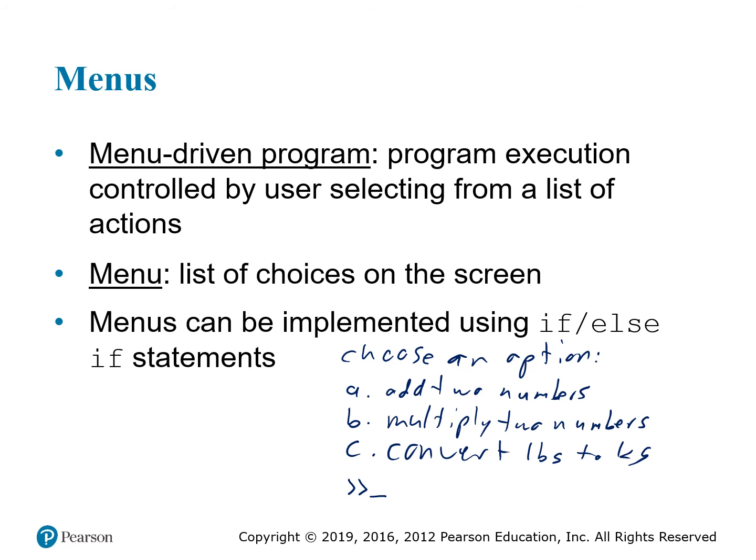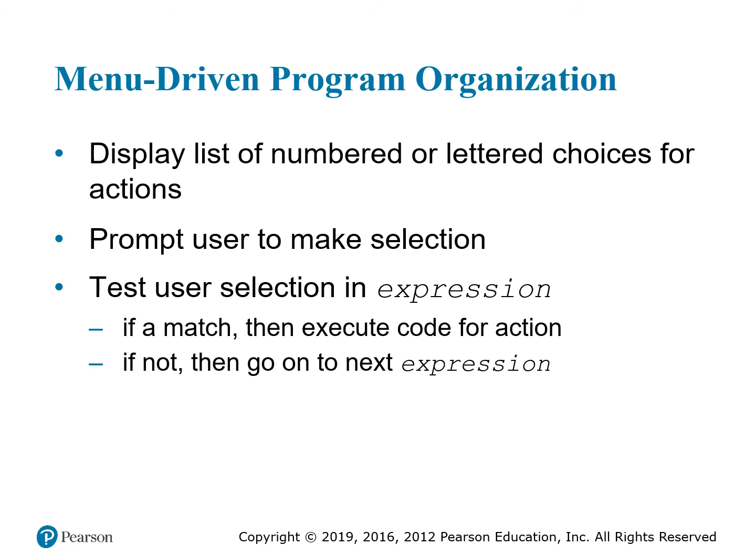you would type, okay, I feel like converting pounds to kilograms today, I'll type C, and the program would then do whatever routine was necessary to convert pounds to kilograms. And you can implement that really easily by a series of if-else statements. If input equals A, blah, else if input equals B, blah, else if input equals C.